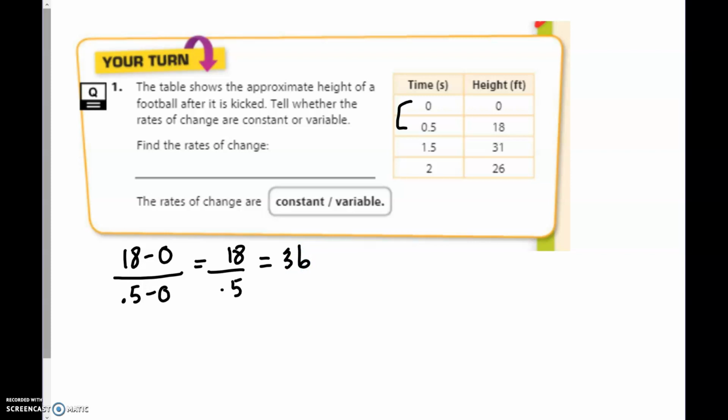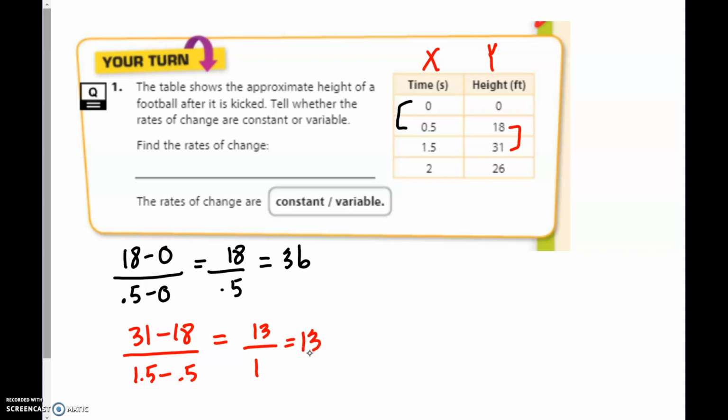All right, then I also have to do this change from here to here. Remember, this is x, this is y. My y's go on top. So I'm going to do 31 minus 18. Again, I went bottom to top. And now I have 1.5 minus 0.5. So 31 minus 18 is 13. And 1.5 minus 0.5 is 1. So that comes out to be 13.